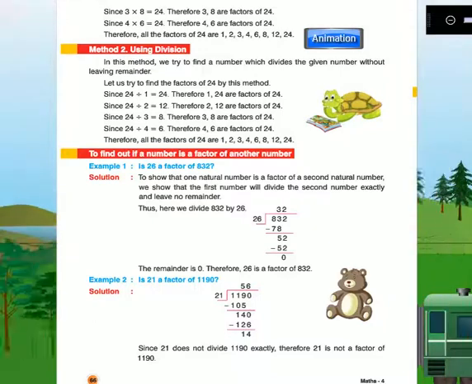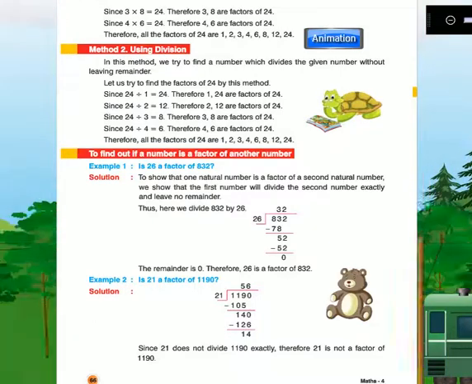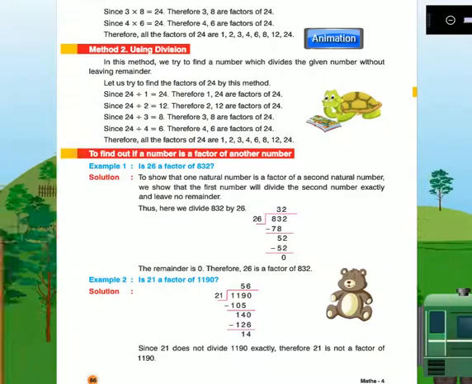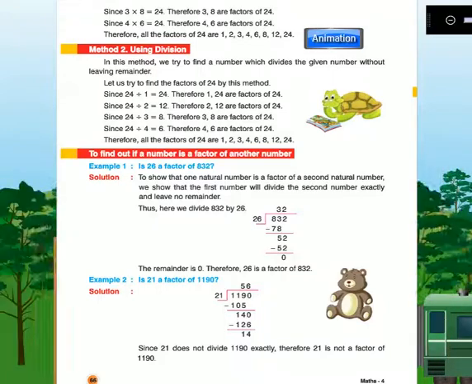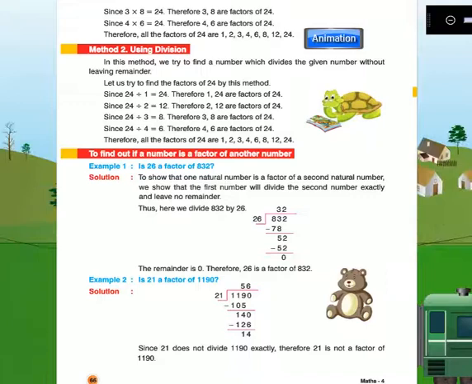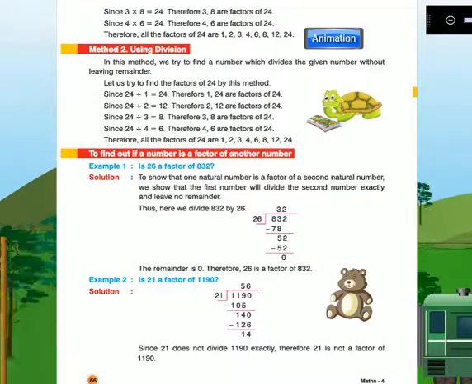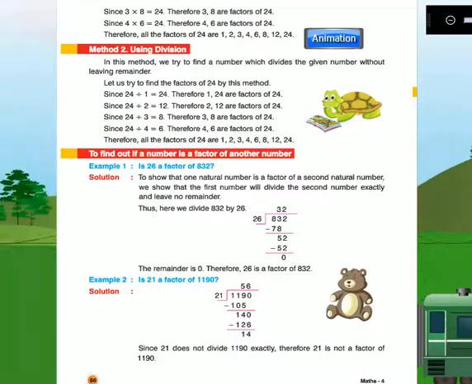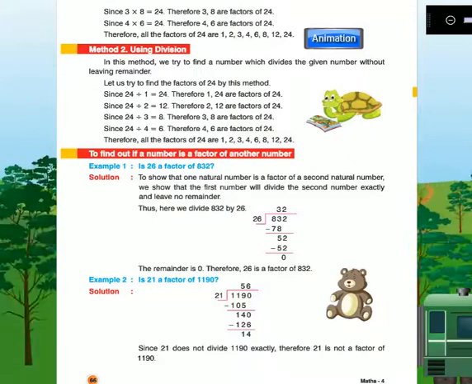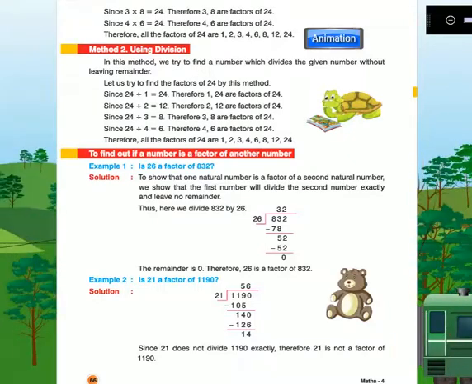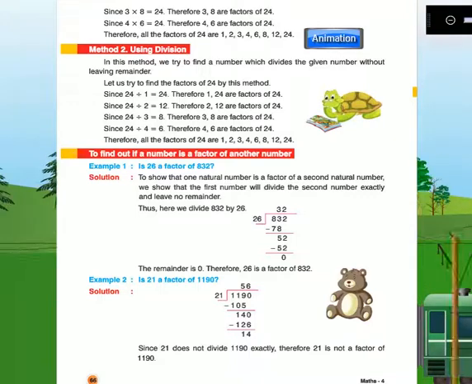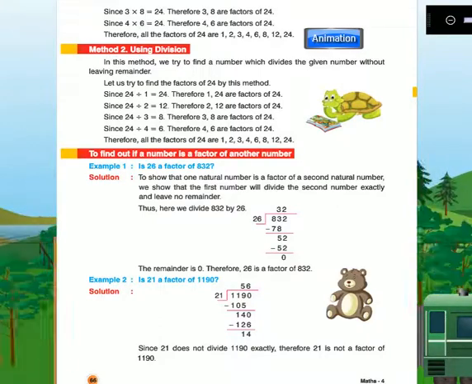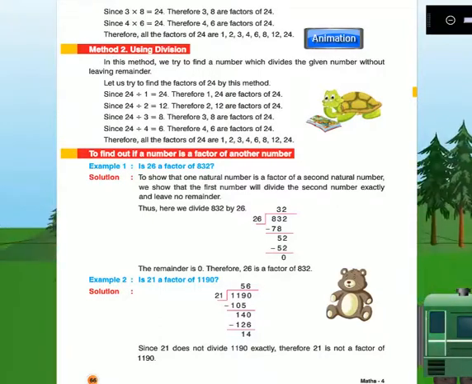To find out if a number is a factor of another number, what should we do? Look at this example 1. Is 26 a factor of 832? Solution. To show that one natural number is a factor of a second natural number, we show that the first number will divide the second number exactly and leave no remainder. Thus, here we divide 832 by 26. The remainder is 0, therefore 26 is a factor of 832. Now solve this second example for yourself.